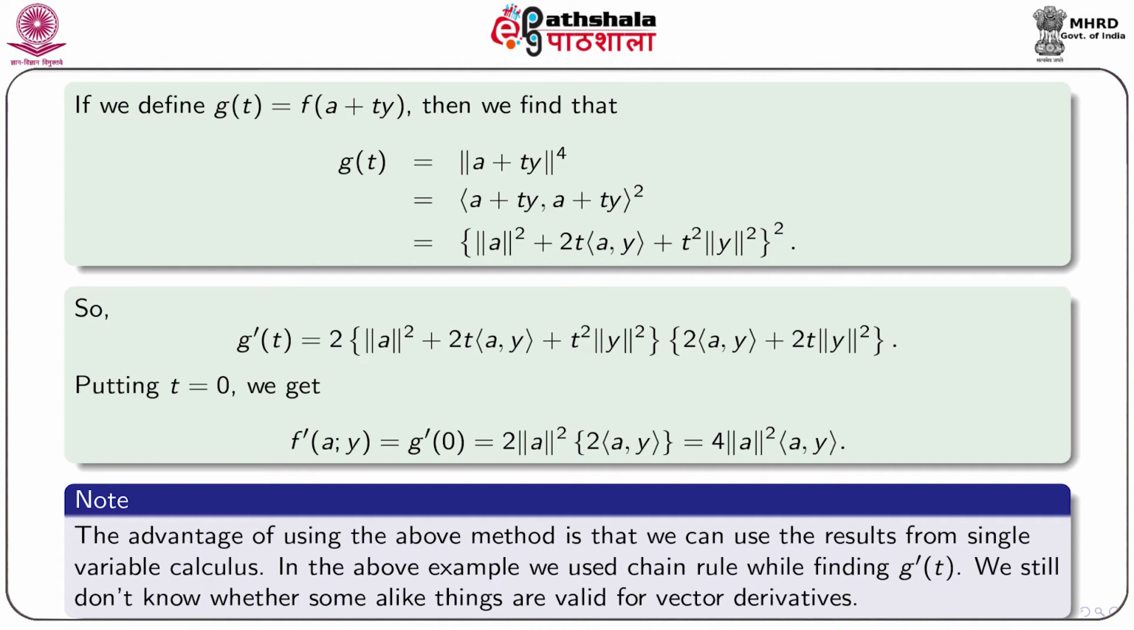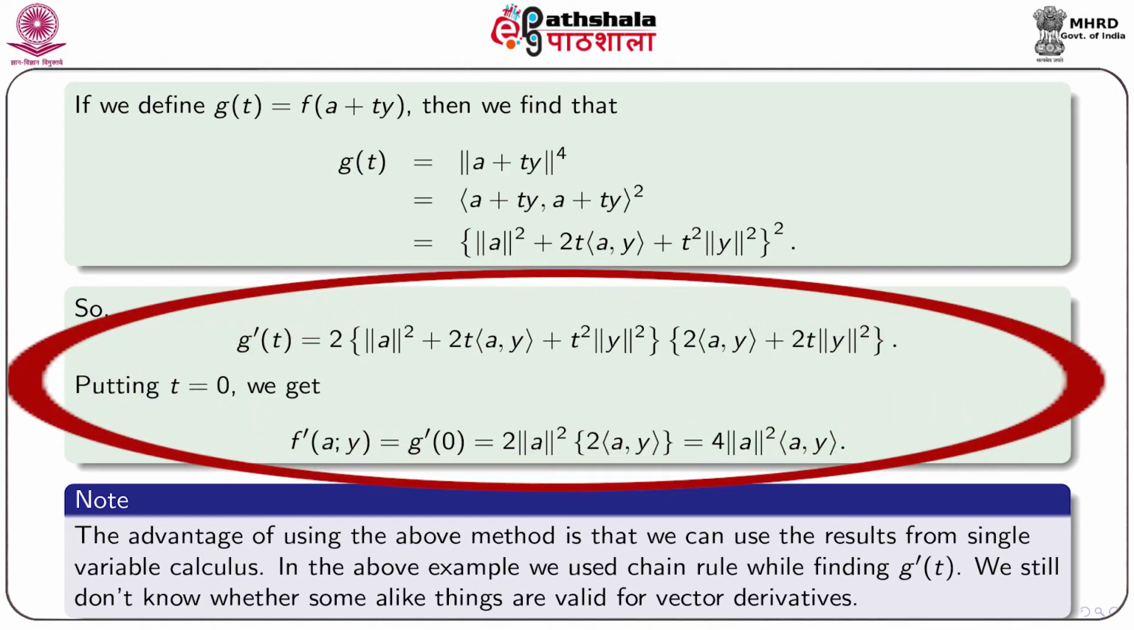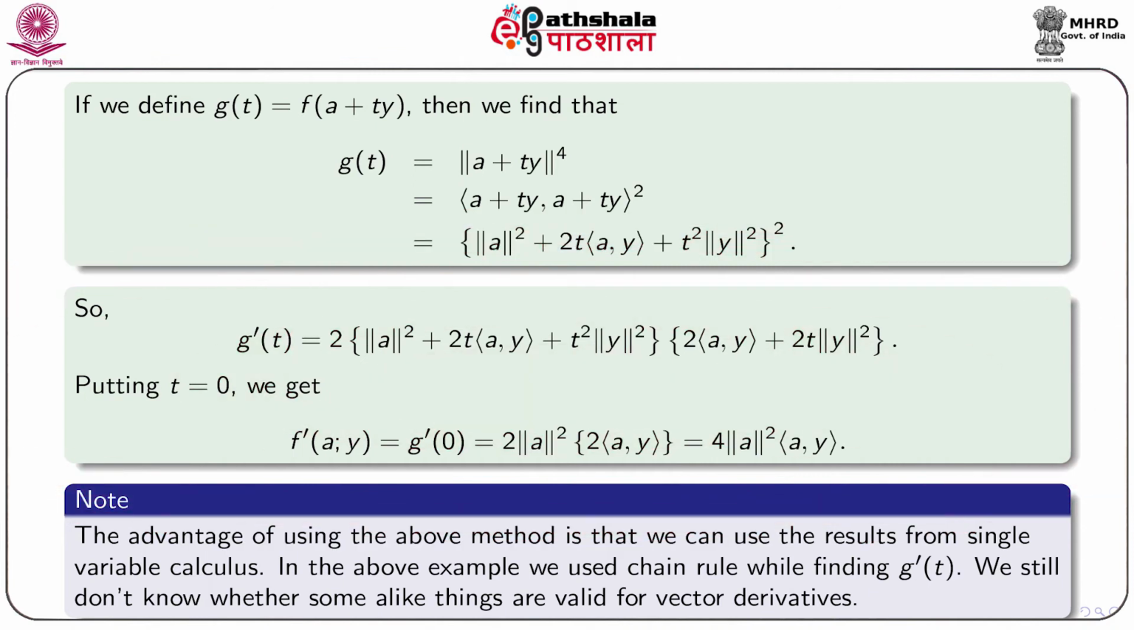So, we can find what is g'(t). Putting t equal to 0, we find g'(0), which happens to be f'(a, y), and we have the same value 4 norm a squared inner product (a, y). The advantage of using this method is that we can use the results from single variable calculus, as g was a real valued function of a single real variable. In this particular example, we used the chain rule while finding g'(t). We still do not know whether similar results are valid for vector derivatives or not.